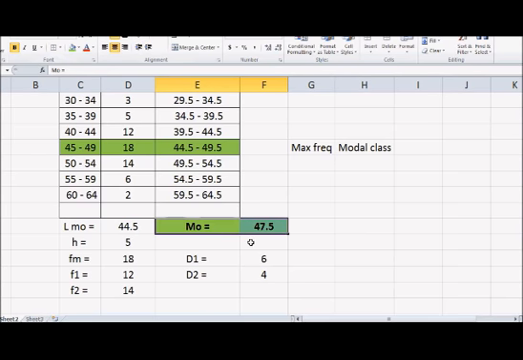That's all we have in this session. We are still left with some special cases of calculation of mode, which we will take up in the next class, in the next session.